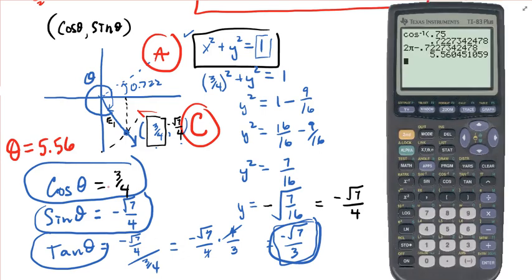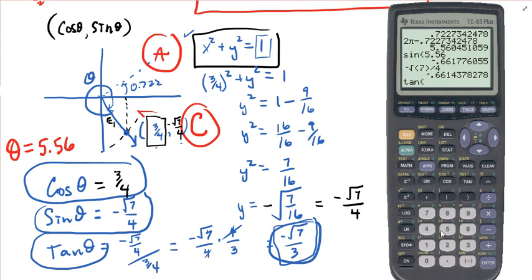And of course we could check to see if sine of 5.56 is anywhere near negative root 7 over 4. So let's try it. Sine of 5.56 is negative 0.66. Okay, well, what is negative square root 7 divided by 4? Look at that. Pretty much the same. That's the same value. And so it looks like these are lining up.